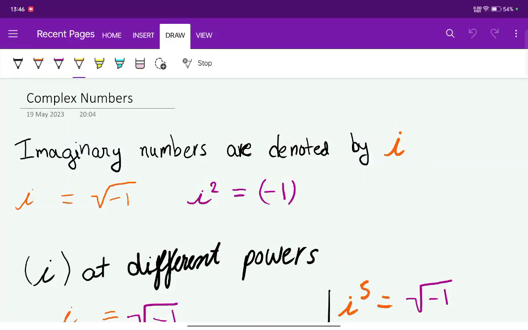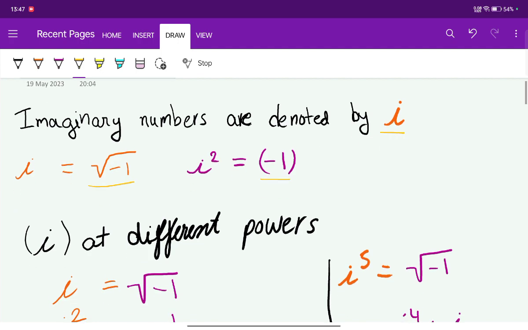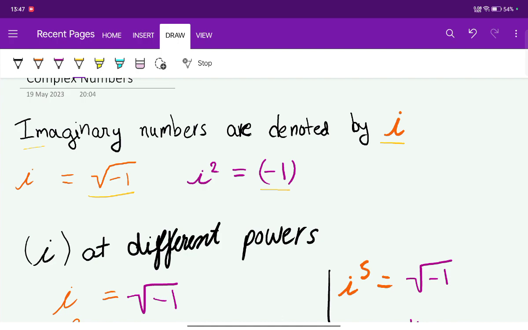Complex numbers. Imaginary numbers are denoted by i. i is equal to square root of -1 and i square is equal to -1. Square root of -1 does not exist. That's why it is called imaginary numbers.